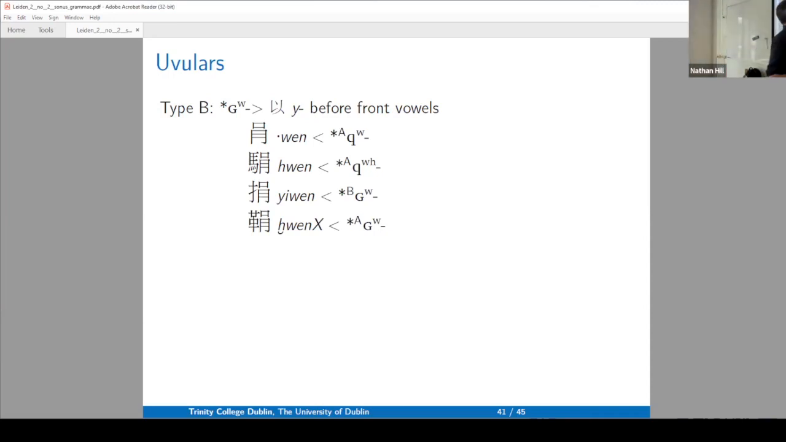Don't think of this as a two syllable word. This is a one syllable morpheme. I could also put it on top of the W. Yeah. If you like, the B-ness is indicated with an I, and the rounded vowelness, or the rounding of the syllable, is indicated with the W. I like this convention because it is quite legible, you know, as an anglophone. You can say yi wen, yeah. But that's of course not actually what's going on.